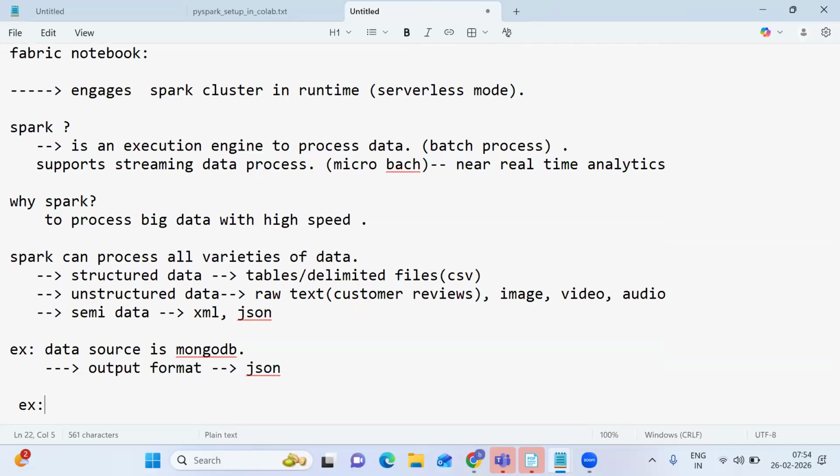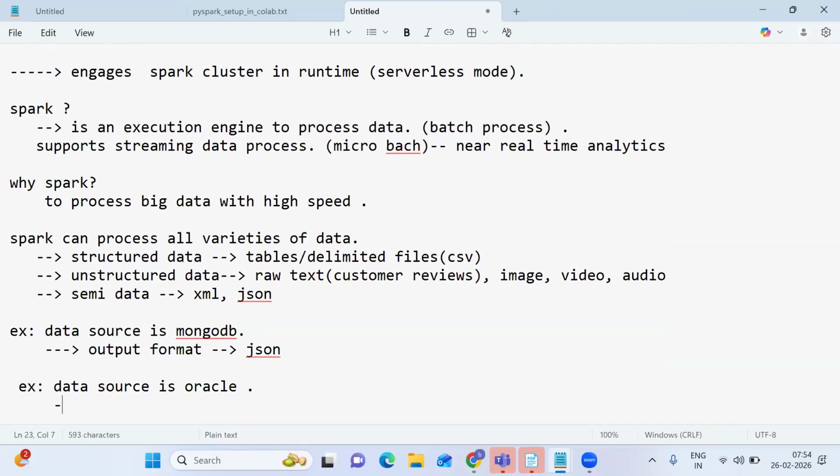And one more example, the data source is Oracle. What is the output format? Structured. When I dump into the file, that will be in CSV format. CSV is structured.